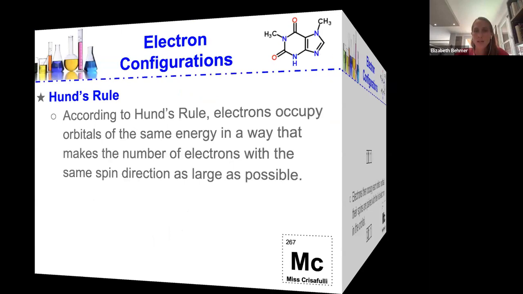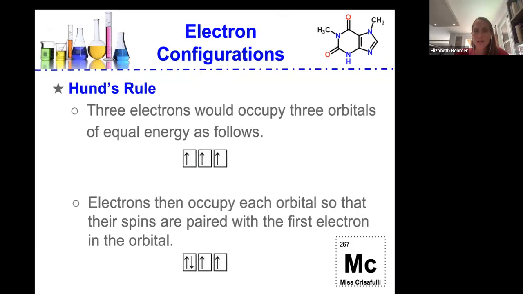So Hund's rule says that 3 electrons would occupy 3 orbitals of equal energy as follows. And then electrons would pair up only after each orbital has its first electron. So we first fill up the orbitals of equal energy with the same direction spins, and that's how we fill up the orbitals.